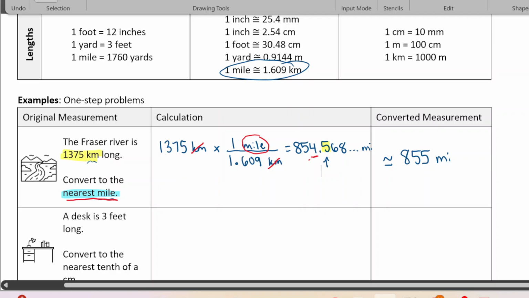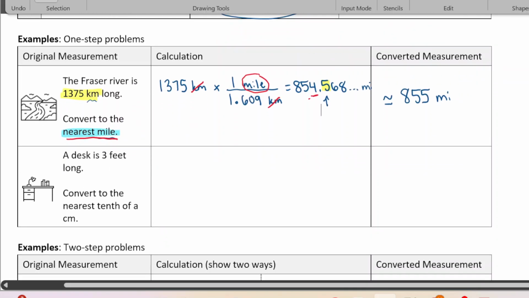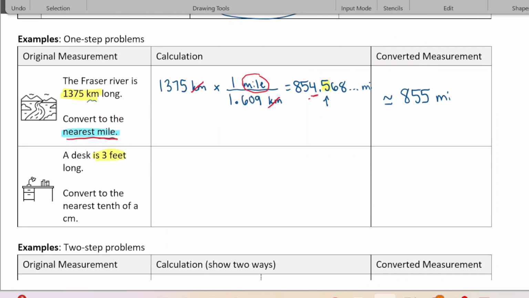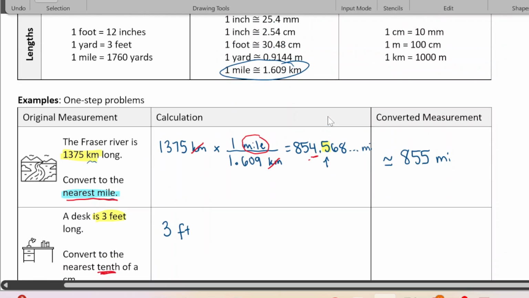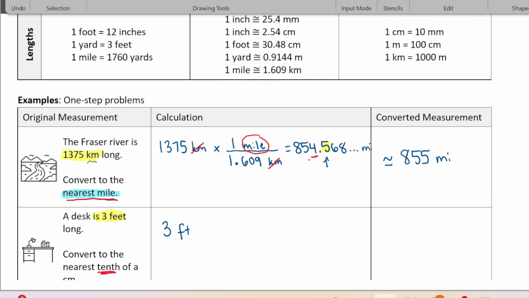Okay, so you can try this next one or you can do it with me. So it says a desk is 3 feet long. So I want to start with what I've got. And I want to convert it to the nearest tenth, that means one number after the decimal, of a centimeter. So I'm going to go to my chart here and see where I can convert feet to centimeters. And I found that right here. It says 1 foot is 30.48 centimeters.